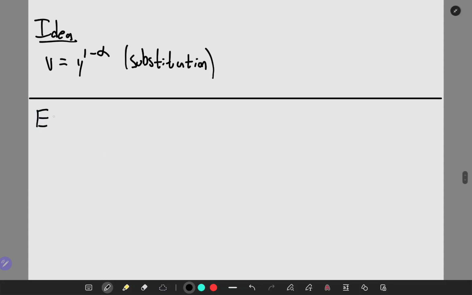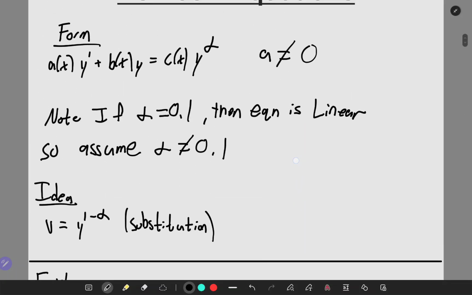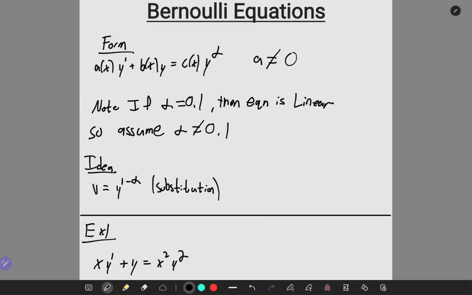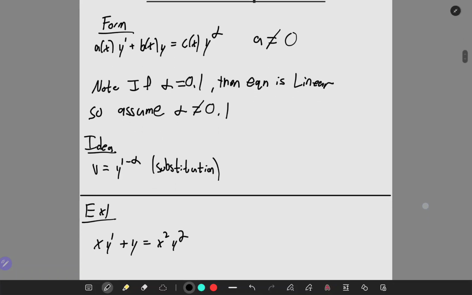So for example 1, we have x times y prime plus y is equal to x squared y squared. Looking at the form, our alpha is 2. Now we can see that it's not 0 or 1, so that tells us that we have to use the method for a Bernoulli's equation with the substitution. So we know alpha is equal to 2.